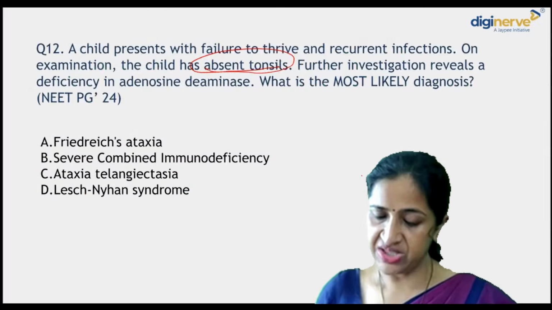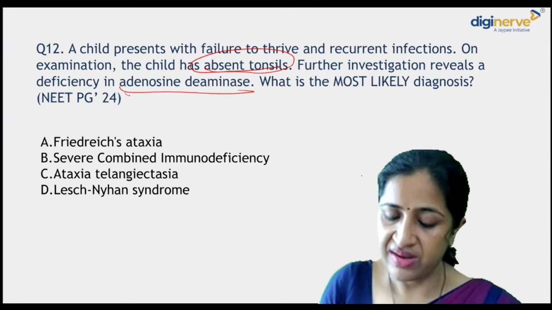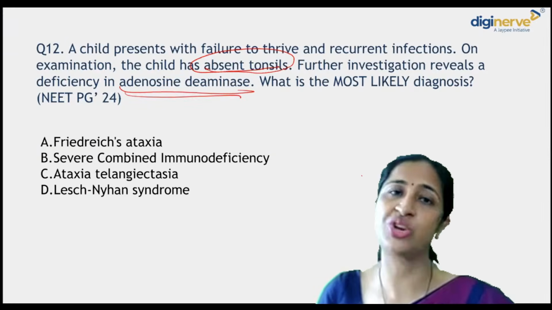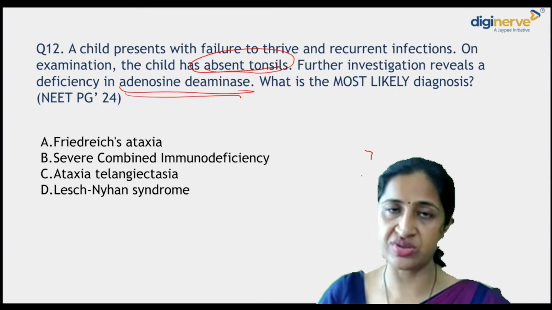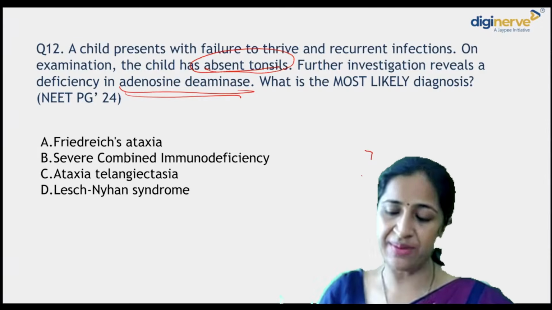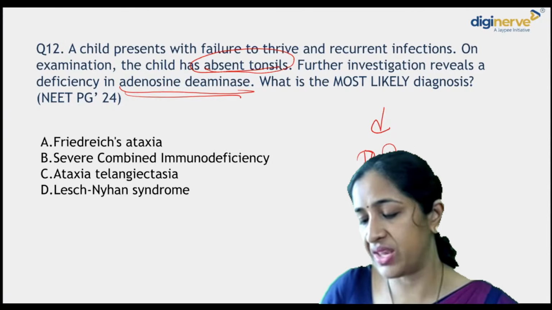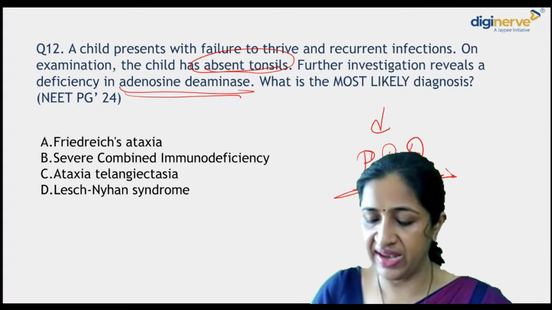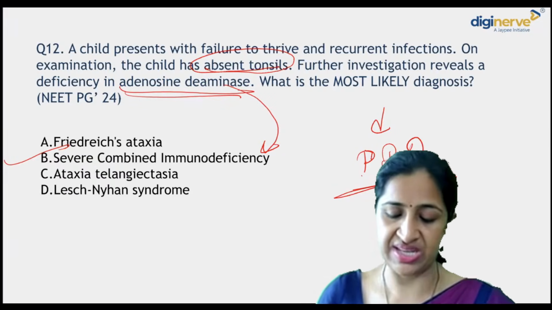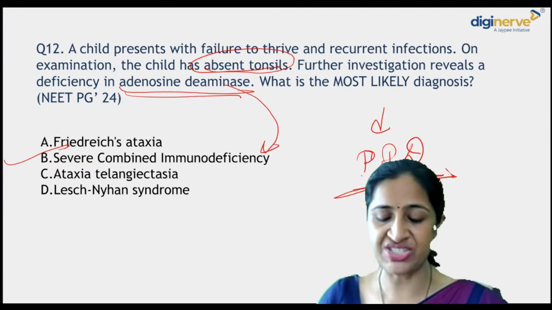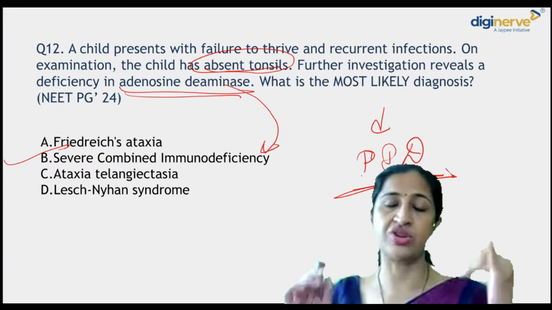Okay. Child has absent tonsils. Further investigations reveal a deficiency in ADA. Even without that, you people should be able to get the answer. Deficiency in ADA, what's the most likely diagnosis? ADA deficiency, absent tonsils, recurrent infections. This is a primary immunodeficiency. ADA deficiency is typically SCID, severe combined immunodeficiency. Ataxia telangiectasia, Leigh syndrome, Friedreich's ataxia should have neurological features. This is a neurologically normal child.